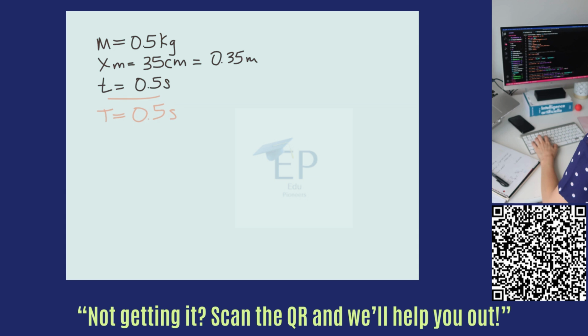The next thing you're asked to find is the frequency, and we are going to use the equation period equals 1 divided by the frequency, and actually instead solve for frequency. So if we rearrange this equation, we get frequency equals 1 divided by the period. So that will be 1 divided by 0.5, which gives us a frequency of 2 hertz. So that is your frequency right there.